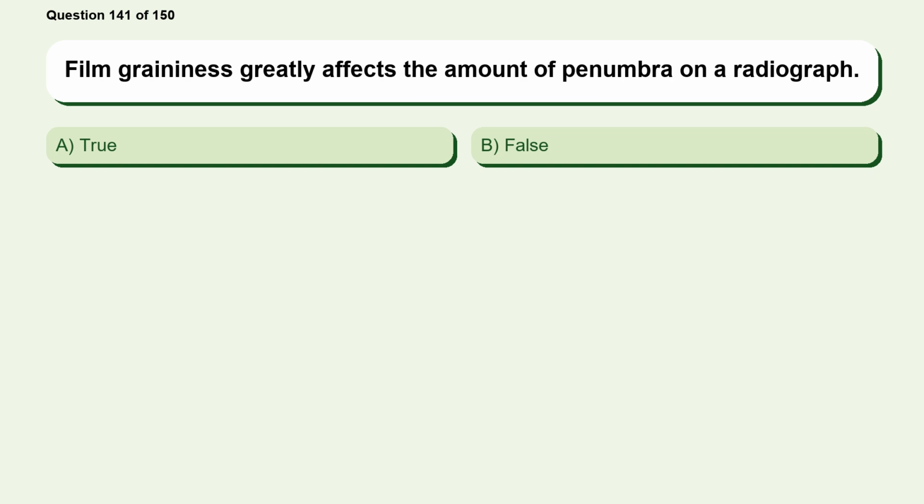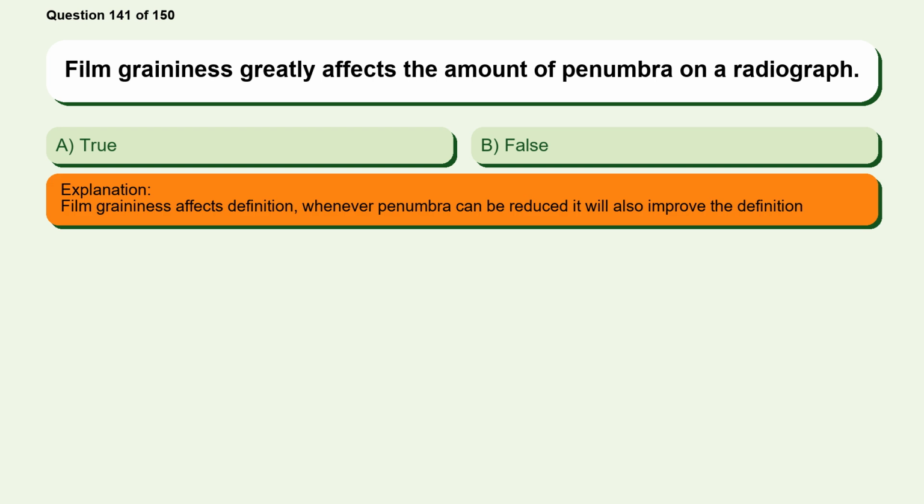Question 141. Film graininess greatly affects the amount of penumbra on a radiograph. Option A, true. Option B, false. The correct answer is option false. Film graininess affects definition. Whenever penumbra can be reduced, it will also improve the definition.